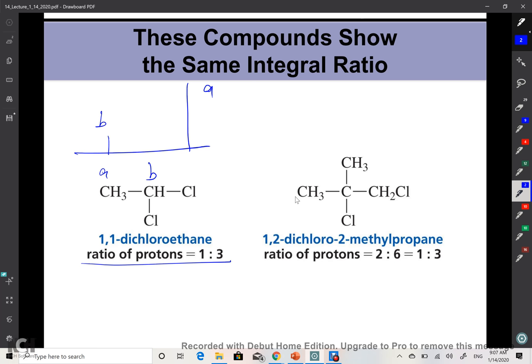1,2-dichloro-2-methylpropane. We'll also have a total of two signals, because this signal and this signal are the same, which is different from that one. So we have a total of two signals, and the ratio of those signals will also be 1:3, does that make sense? Or 2:6. That's what the integration will be.